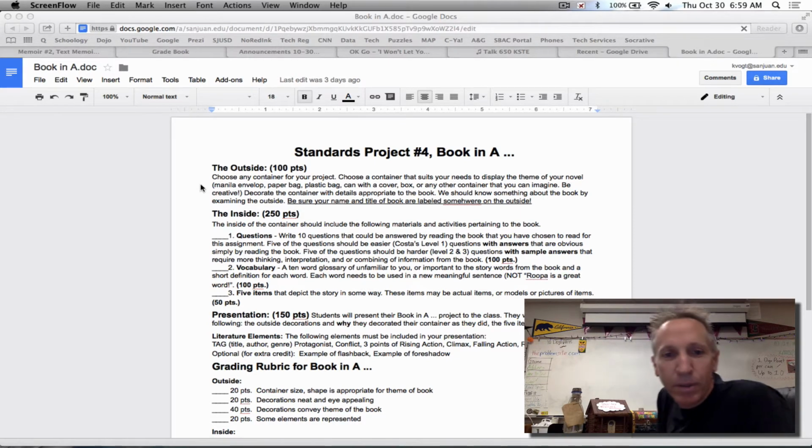So it says decorate the outside of the container with details that are appropriate to the book. We should know something about the book by examining the outside. Be sure your name, first and last, and the title of the book are labeled somewhere on the outside. And most people tend to put the author out there too, and that's fine. But it's not required, I guess.